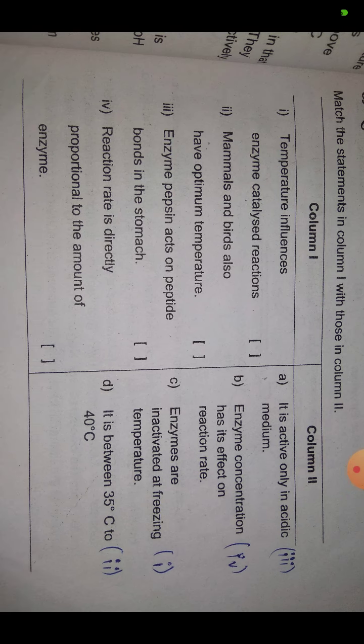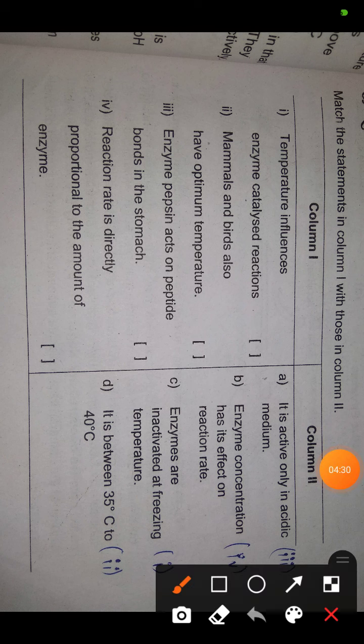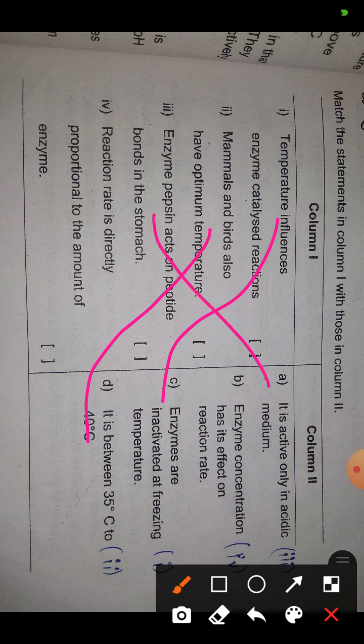Temperature influences enzyme catalyzed reactions. Is the enzyme inactivated at freezing temperature? Now the mammals and birds have optimum temperature. Yeah, it is 35 to 40 degree centigrade. Enzyme pepsin acts in the stomach, but is active only in an acidic medium. Reaction rate is directly proportional to the enzyme concentration, so as enzyme increases the reaction rate also increases, and vice versa. So enzyme concentration has its effect on the reaction rate.